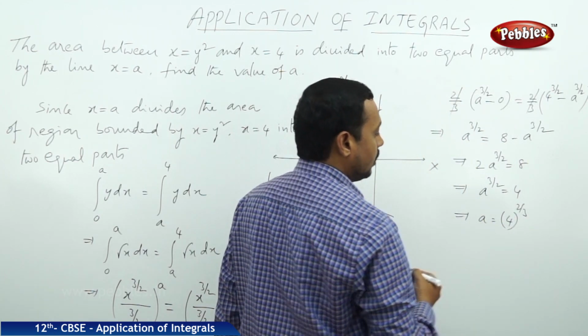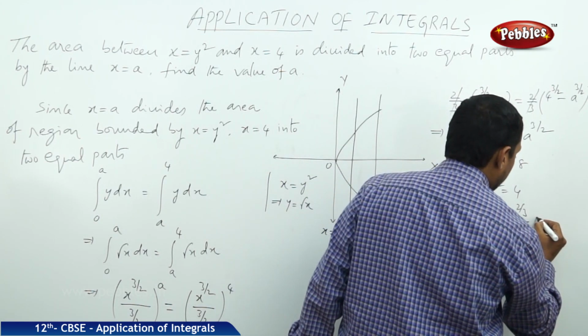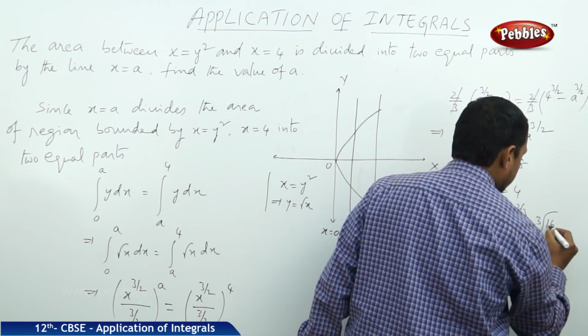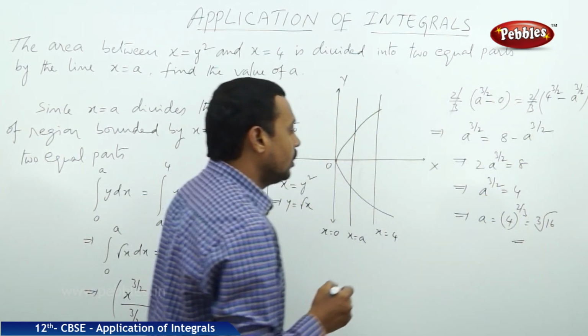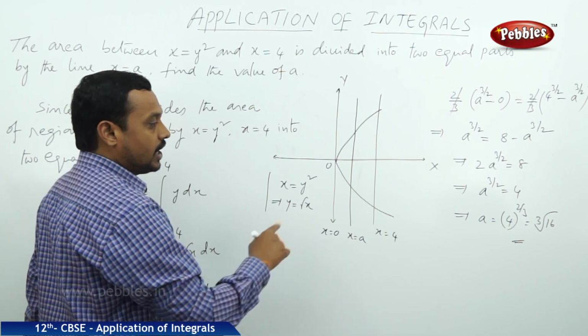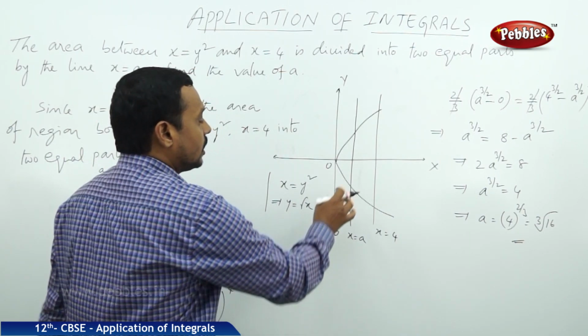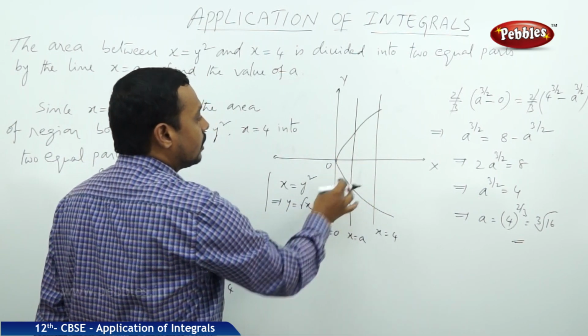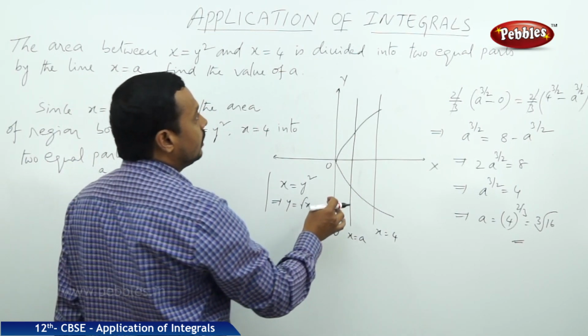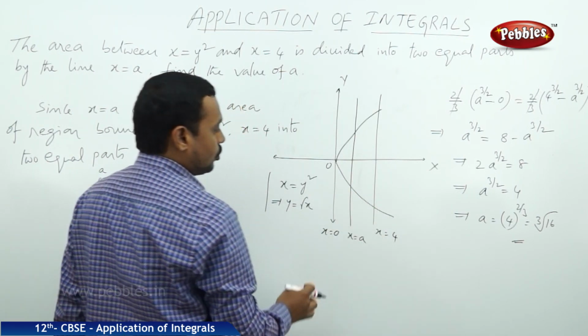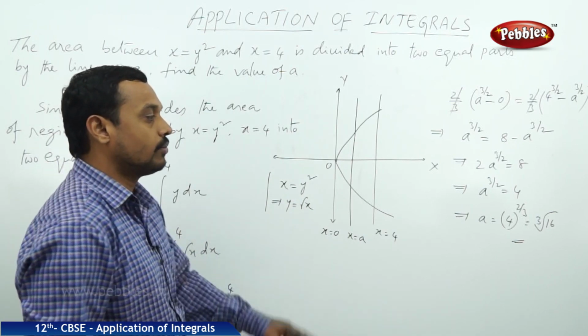4 power 2 by 3, or it is cube root of 4 square, 16. Therefore, at x is equal to a, where a is equal to cube root of 16, the area bounded by the curve and x is equal to 0 and x is equal to 4 is divided into two equal parts.